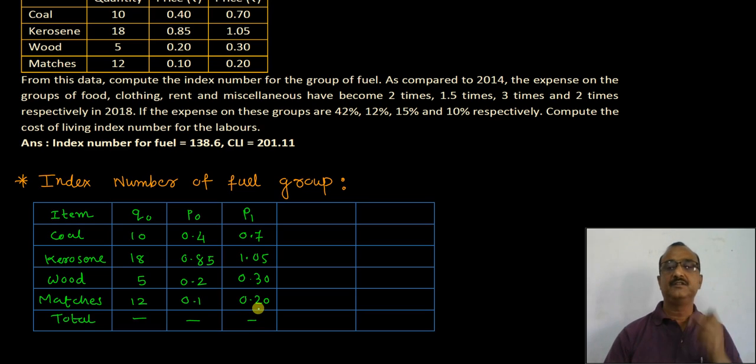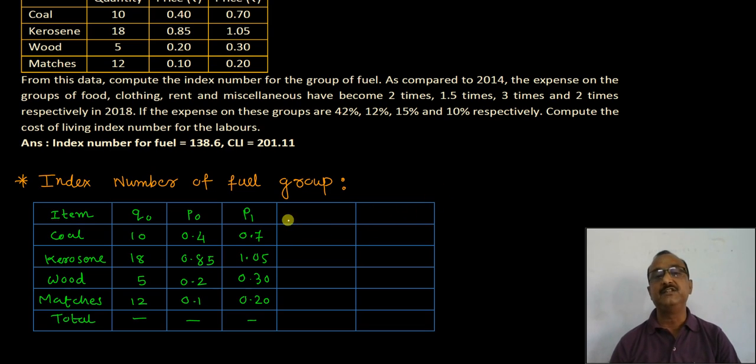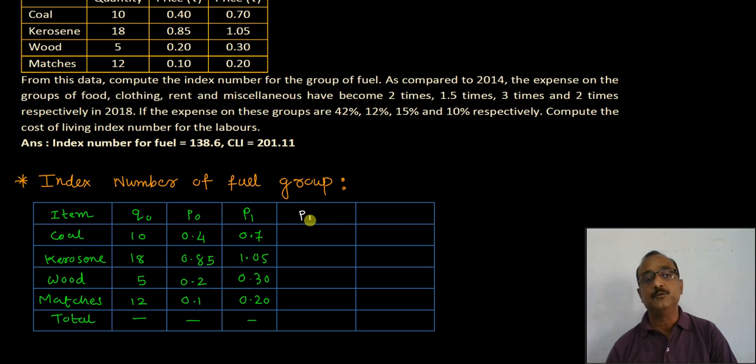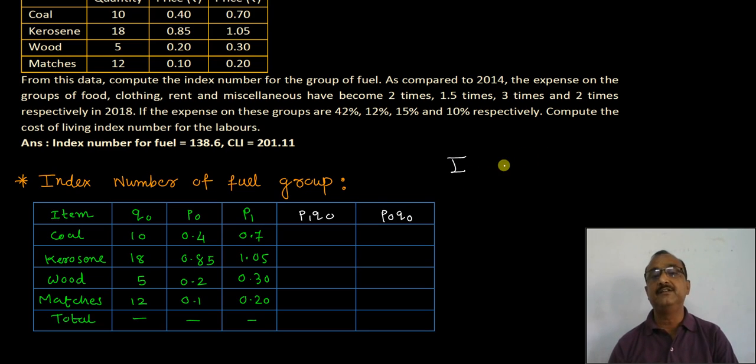Now first of all, for the index number of the fuel group, which method do we have to use here, family budget method or total expenditure method? We will get the same answer by both methods. Whichever method you use, it makes no difference. Here I am using the total expenditure method, because in it we need only two columns, P1Q0 and P0Q0. If we use the family budget method, we have to find three columns, I, W and IW. Any method is okay, but that method is a little bit tricky.